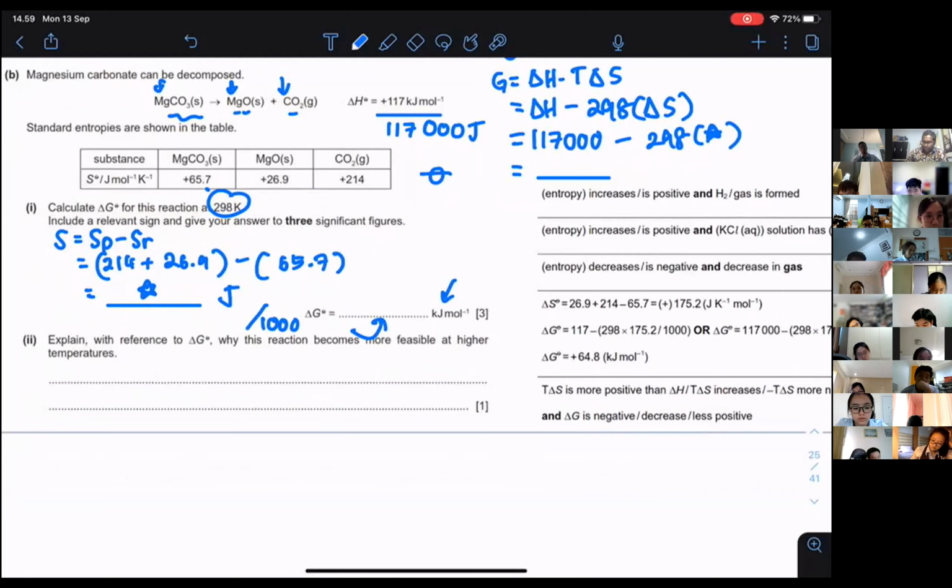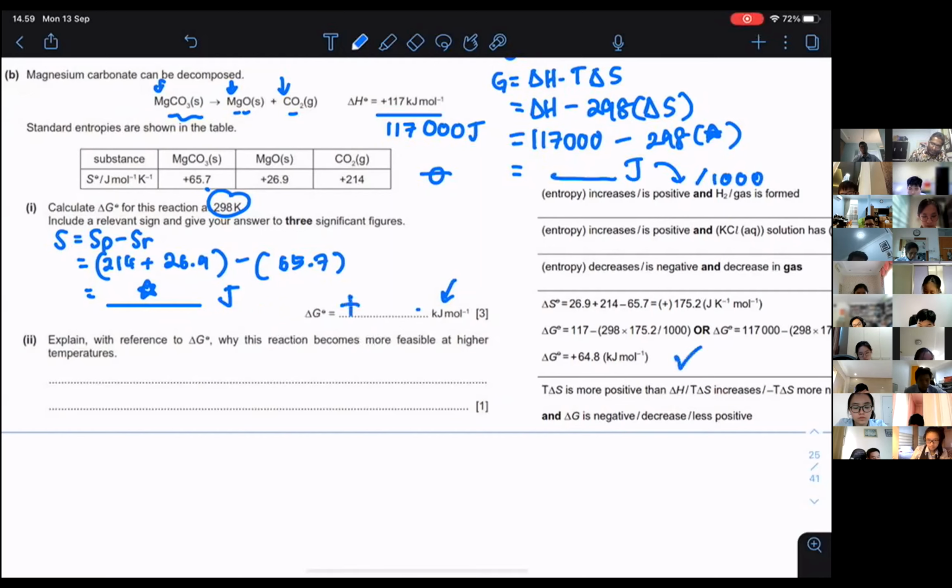Once you do that, it means this value is in joule, and then you need to divide by 1000. Divide by 1000 and you will get this value. Whatever it is, the answer is that. It's going to be positive 64.8.